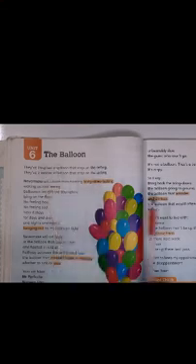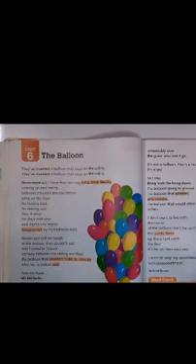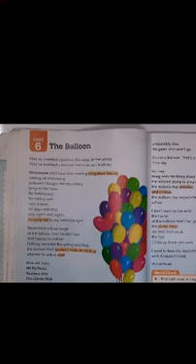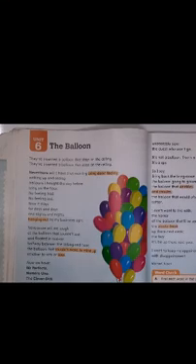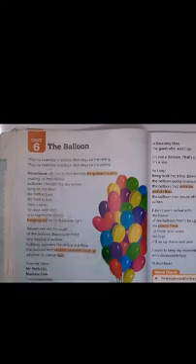Now, children, see this word, invented. What's the meaning of invented? Please open your dictionaries and find the meaning of invented. Children, always pause and find the meaning. Invented is to create or design something that has not existed before. So, you are the originator of something. That's the meaning of invented.